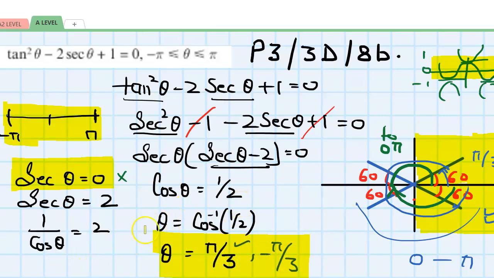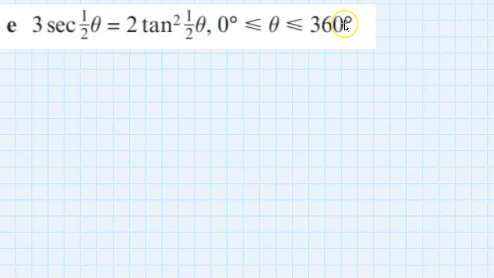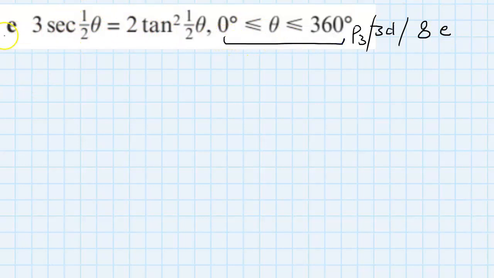Now let's take another example. This is the same exercise, exercise 3D of P3 and question number 8, part maybe E, I think. Now this question is exactly the same, only the values are different.